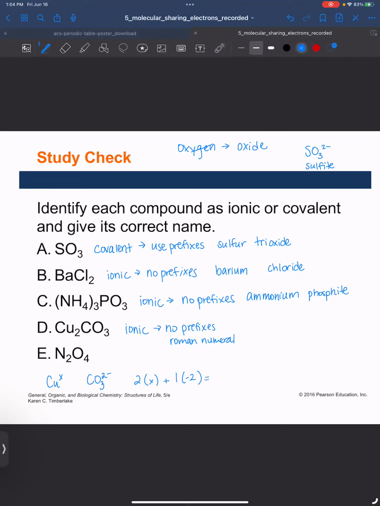And remember that all ionic compounds are 0. So needs to set it up equal to 0 because it's neutral. So we have 2x minus 2 is equal to 0. 2x is equal to 2. And then x is equal to 1. So the charge for copper, we'll write the full name for copper, is 1, Roman numeral I. And then remember the polyatomic name we just use as is. So this is copper(I) carbonate.